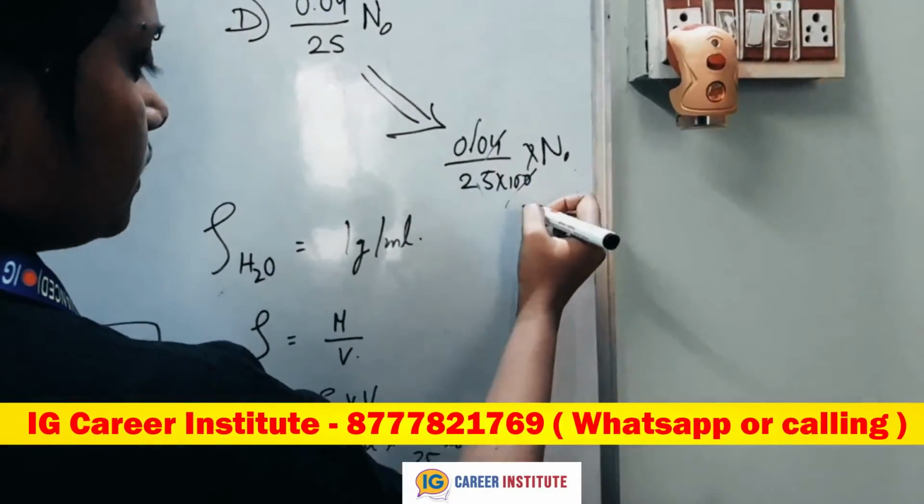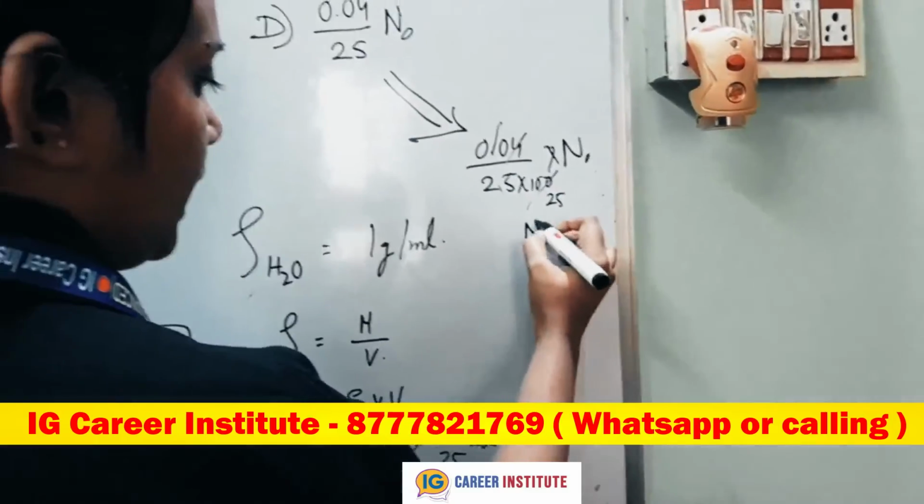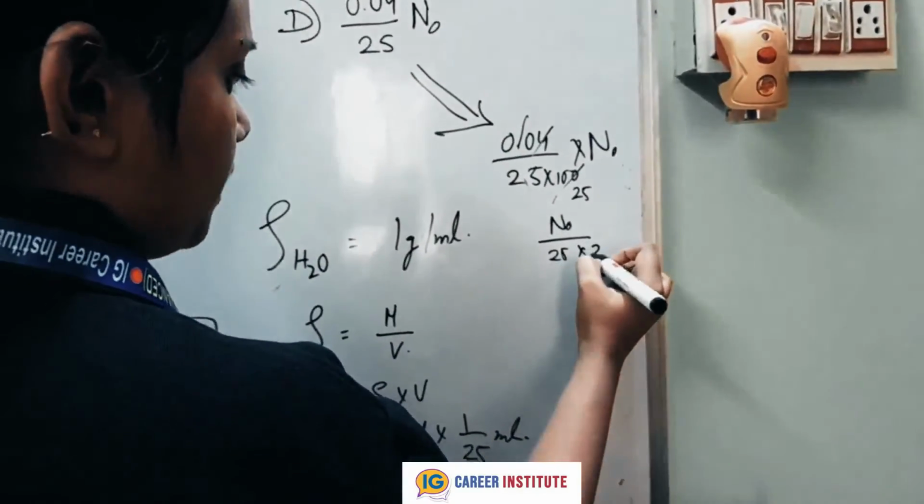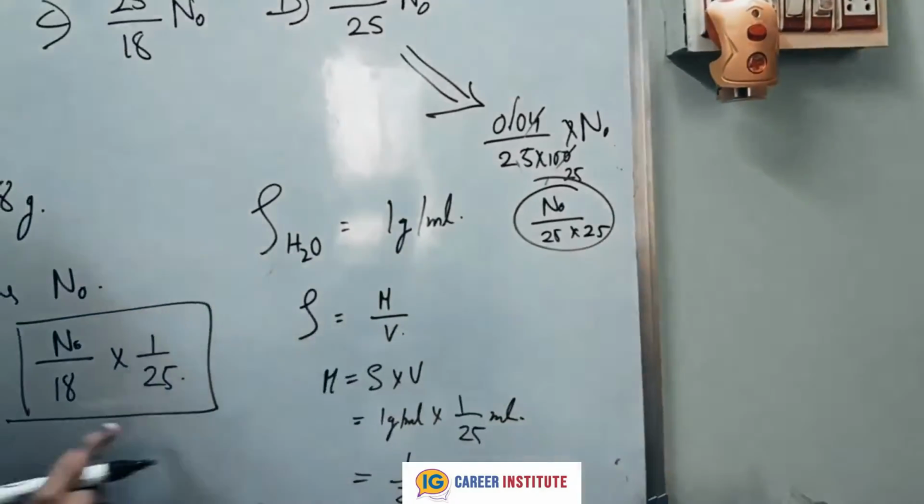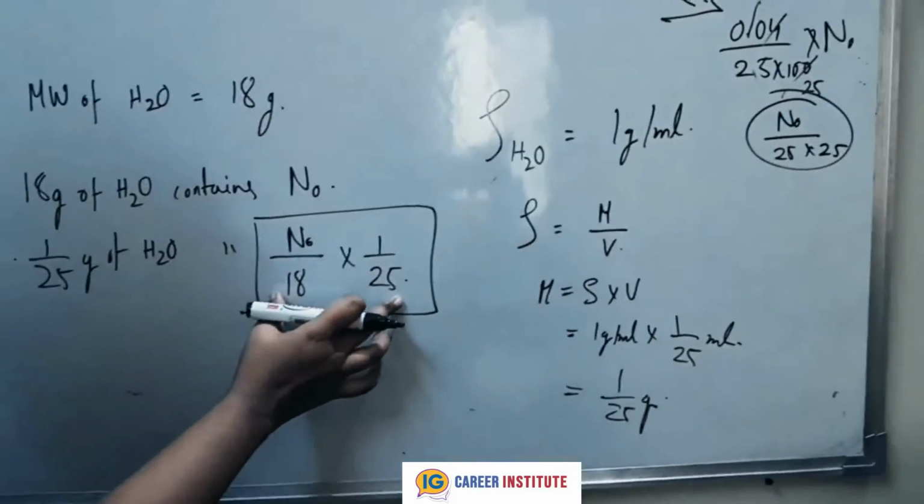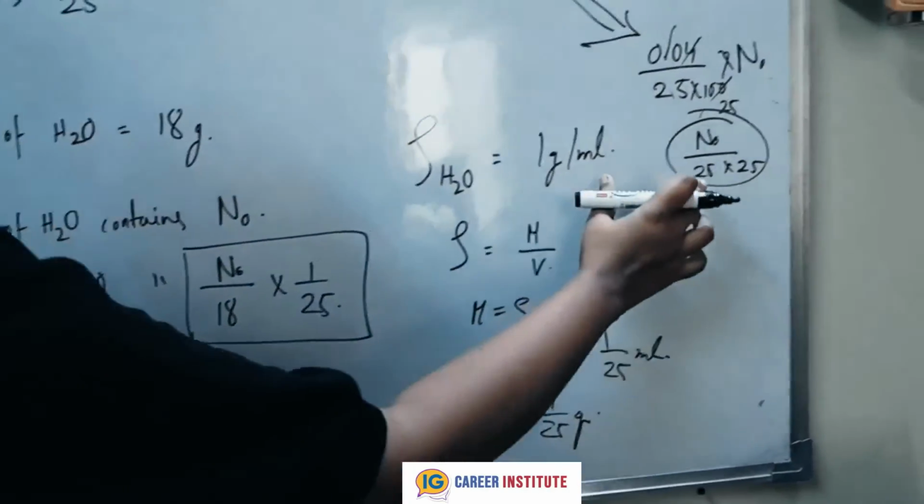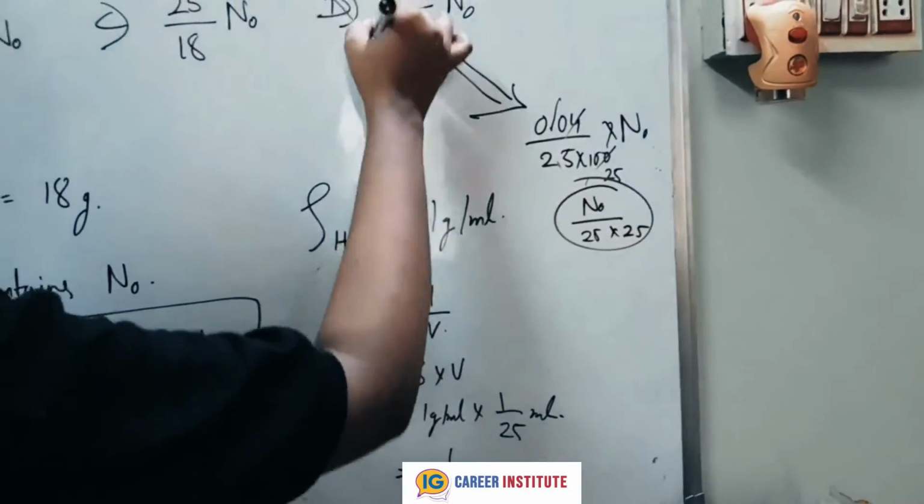So 4 divided by 100 is 25. So N0 by 25 into 25 is coming. So this option is also not matching because in the denominator part there is 18 into 25 and not 25 into 25. So option D is also wrong.